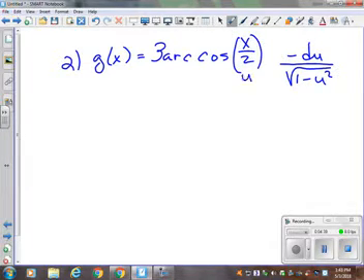Board's not cooperating. But u is always what's inside your parentheses. So you've got to be able to take that derivative. And once you're able to take that derivative, the rest of the math falls in place. That's right, it's 1/2. So if u is equal to 1/2 x, du is equal to 1/2 dx.